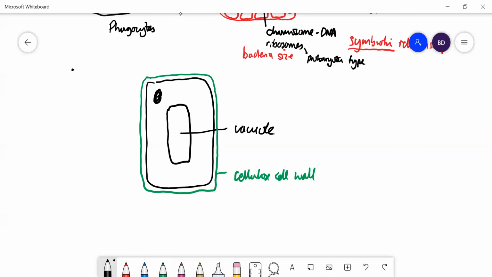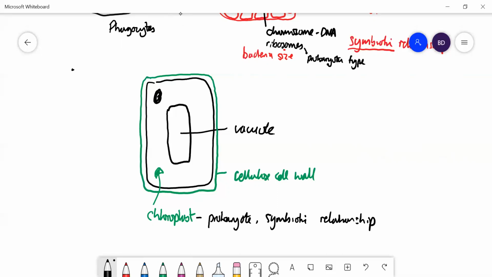Of course, in plant cells, if they're not found underground, you'll also find these things, which I'm trying to show is a chloroplast. Now, chloroplasts are very similar to mitochondria. It's thought that they look like prokaryotic organisms that formed a symbiotic relationship with the plant cell. They're not identical to mitochondria, but there are a lot of key features that they share.